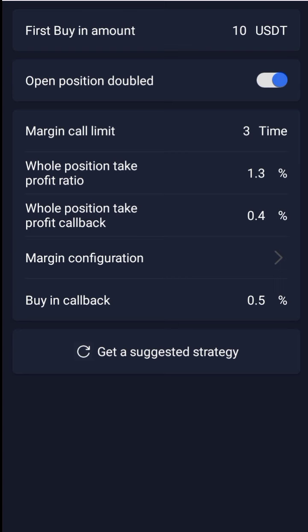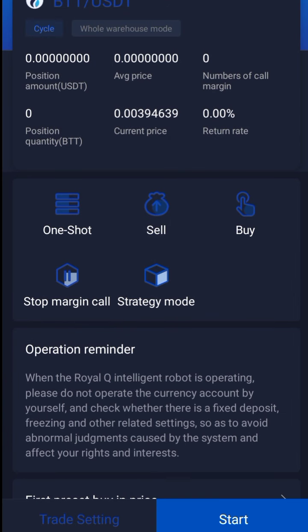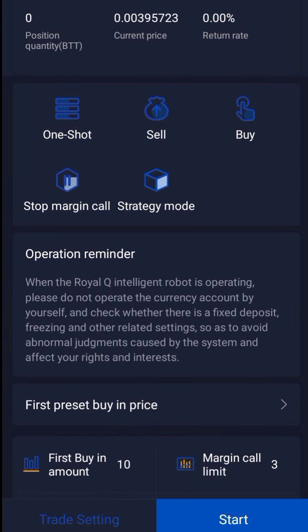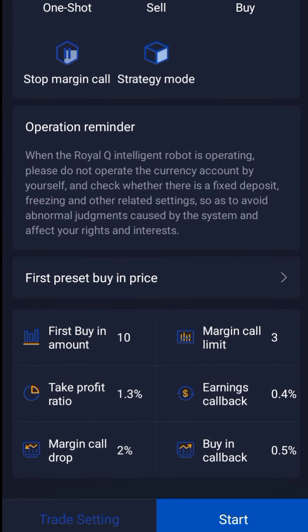What we do now is we click on what? Save at the top right. We have clicked on save, and then this is our setting. As you can see, first buy-in amount is what? $10. Take profit ratio 1.3. Margin call true. Margin call limit 3. Earnings callback 0.4. Buy-in callback 0.5.